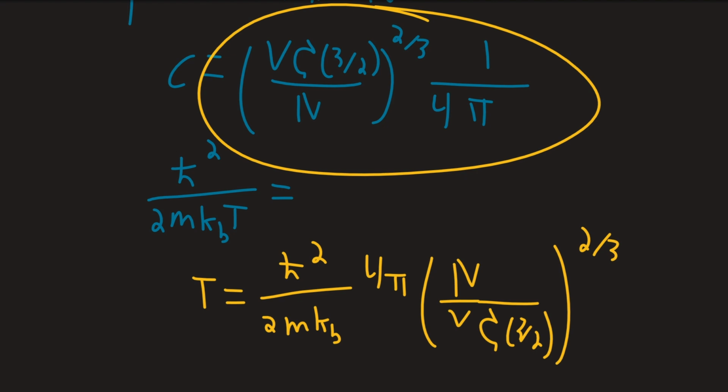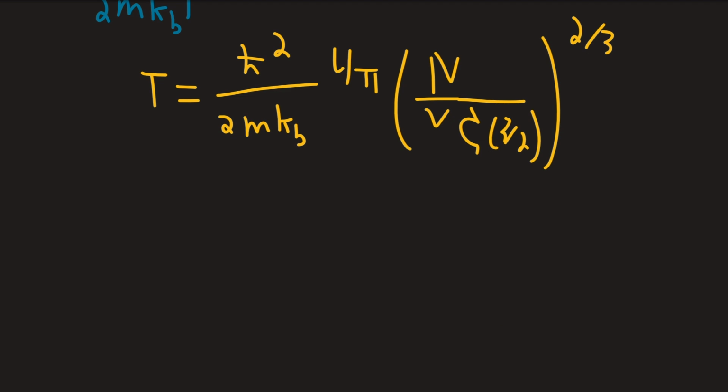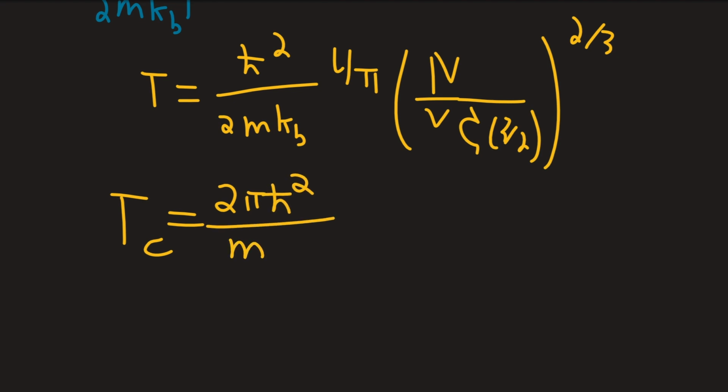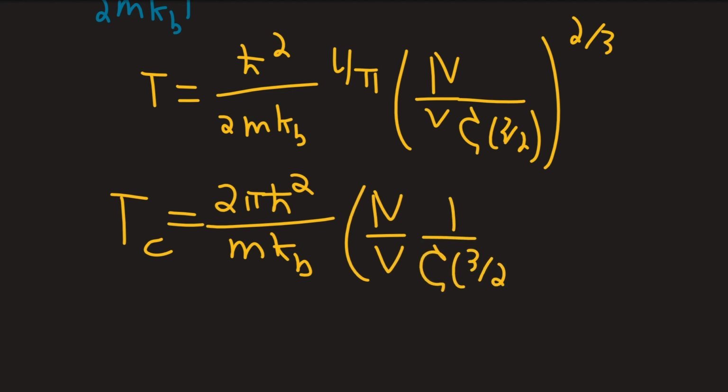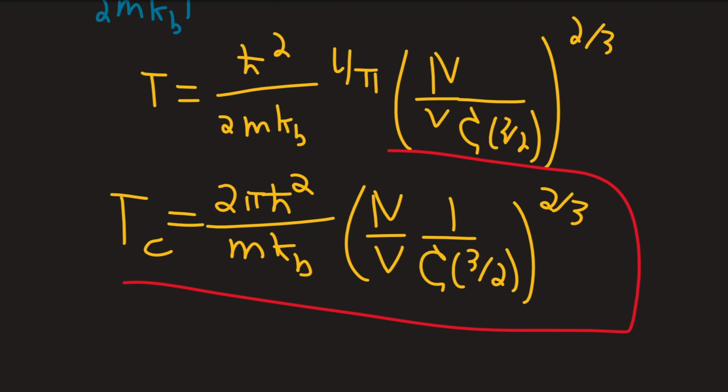And simplifying this just a tiny bit, we find that Tc, our critical temperature below which our Bose-Einstein condensate is formed, is equal to 2 pi times Planck's reduced constant squared over our mass of each boson times Boltzmann's constant, and then times n over v. This right here is actually just our particle density, times 1 over zeta of 3 halves, all to the 2/3 power. And that right there is, well, I would say simply, but I don't know, it doesn't look so simple. But at any rate, that is our answer right there.